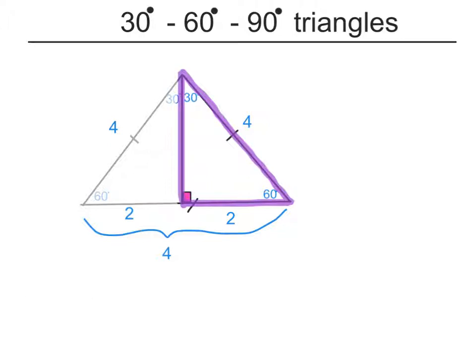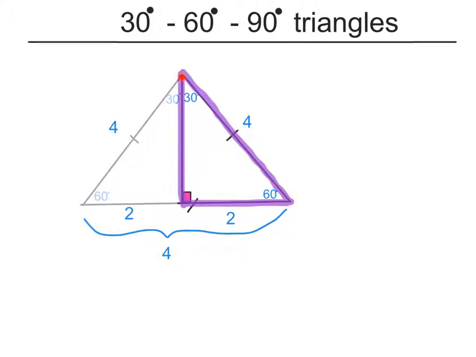I think you should be able to follow me when I say that this side across from the 30, just from here to here, is always going to be half of this side. Because how did we get the 2 to begin with? We took the side length 4 on this side, and we cut the 4 in half, which gave me 2 and 2. So across from the 30 always must be half of what's across from the 90.